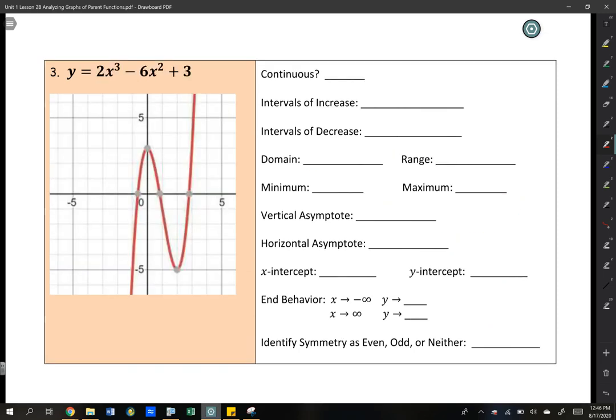All right, for number 3, we're looking at 2x cubed minus 6x squared plus 3. And we want to determine, is it continuous? Well, I don't have to lift my pencil. So yes, this graph is continuous.